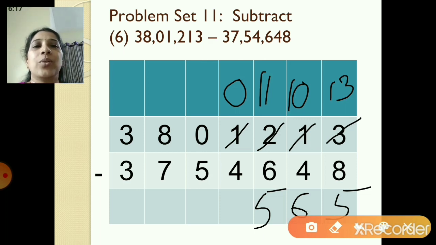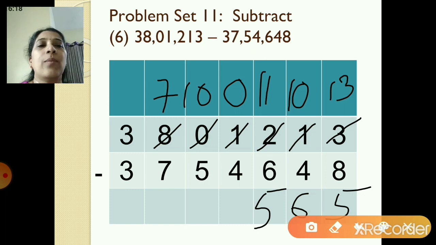So let's go to the 10,000s place. In the 10,000s place again it is 0. You cannot borrow. So you have to go to the lakhs place. Lakhs place it is 8. So you will borrow 1 from the lakhs place. So lakhs place it will become 7. And in the 10,000s place it will become 10.